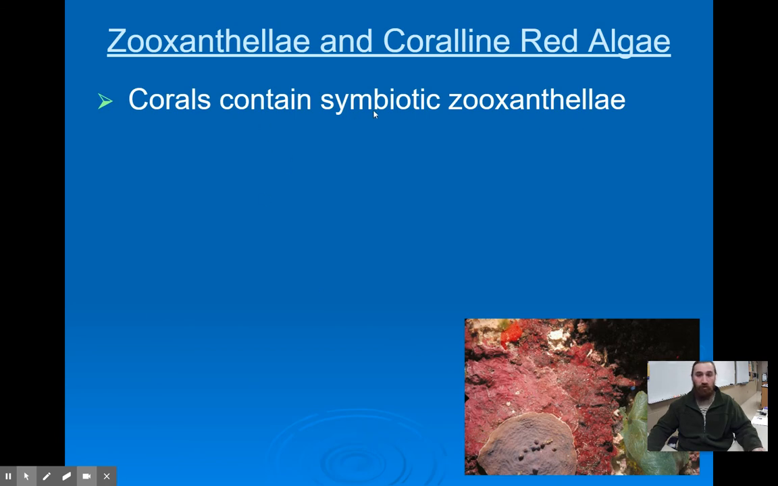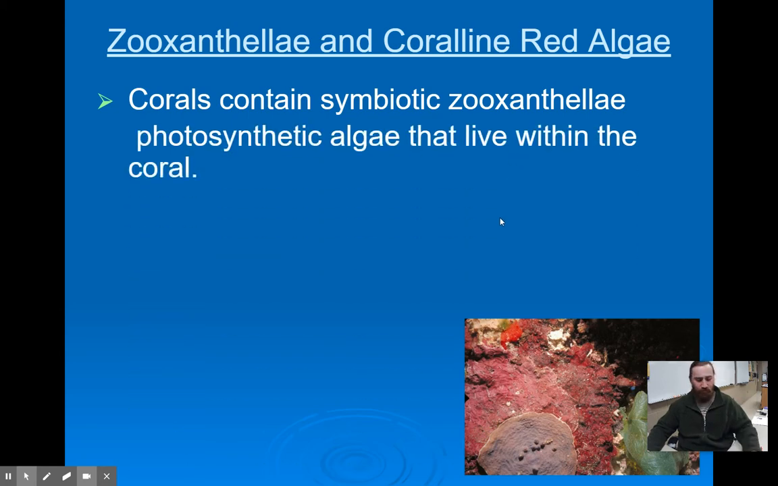So coral contains symbiotic zoo. Okay. If you guys remember, we talked about symbiotic relationships. We had mutualism, commensalism, and we also had parasitism. This one's actually going to be commensalism. Actually, take that back. Mutualism. My bad. Mutualism. Now, these are photosynthetic algae that live within the coral.